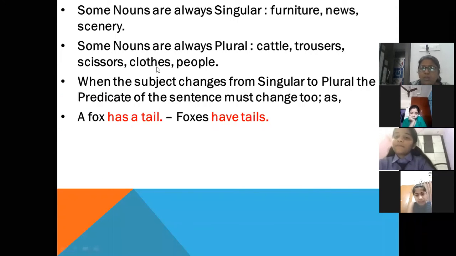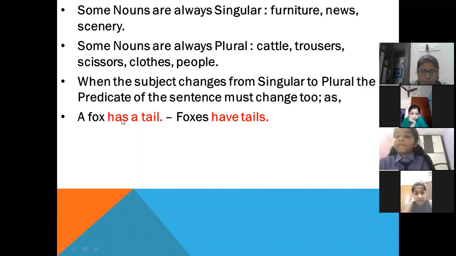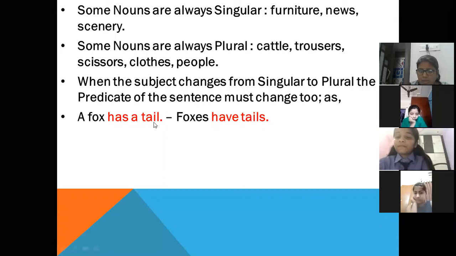Next, some nouns are always singular and they are like furniture, news, scenery. They are always used as singular. Some nouns are always plural like cattle, trousers, scissors, clothes, people. Now, when the subject changes from singular to plural, the predicate of the sentence must change too. For example, a fox has a tail.